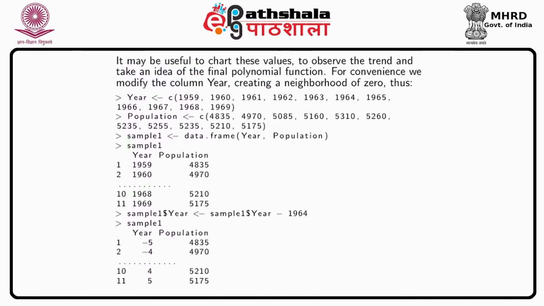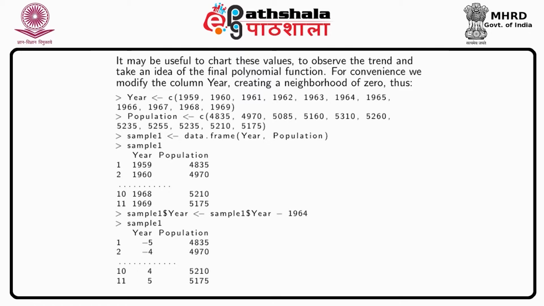So first, as we lay our hands on the raw data, it might be useful to chart the data so that we can observe any trend that lies between the two variables, and then we can get an idea of what the final fitted model should look like. For convenience, we modify the column year so that we create a neighborhood of 0. So let us look at the data.